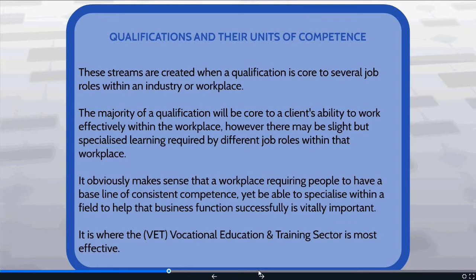It obviously makes sense that a workplace requiring people to have a baseline of consistent competence, so they're all Div 1 nurses or Div 2 nurses, whatever the case may be, yet be able to specialise within a field to help that business function successfully is vitally important. Because some workplaces say, we need everyone to be at least this level of competence, this level of expertise, but at the same time, we have a bit of a need for others to specialise, and that's going to help everyone. This is where the vocational education and training sector, the VET sector as it's known, is at its most effective. And when it's working right, it does a great job.